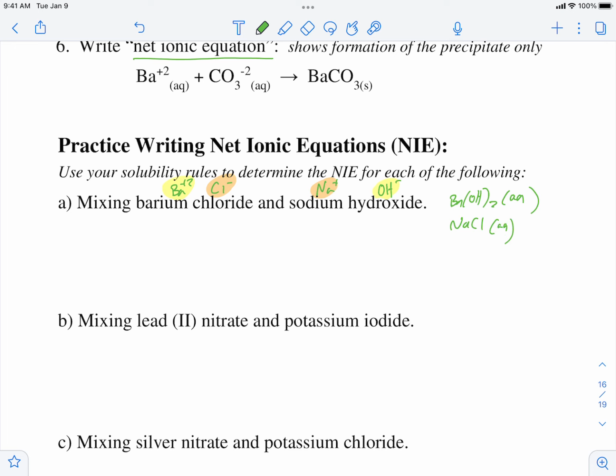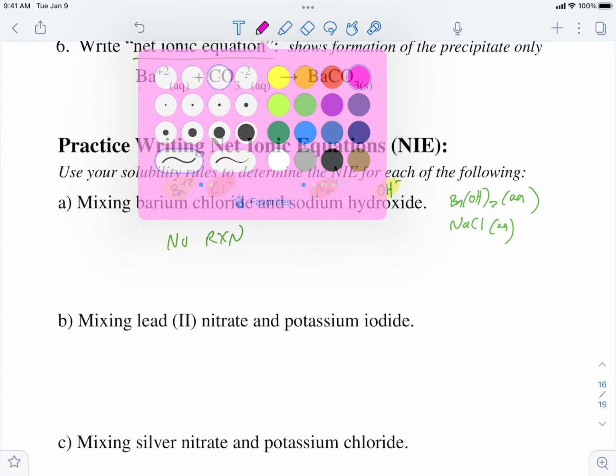Okay. If both of your products are soluble, that means you don't actually form a solid, and then there's no reaction. Nothing happens. I can mix these two, and you will not see anything happen. And that happened a couple of times in that lab, right? Every now and then you'd see one where you mix drops together and nothing happens. It's totally okay. It can happen.